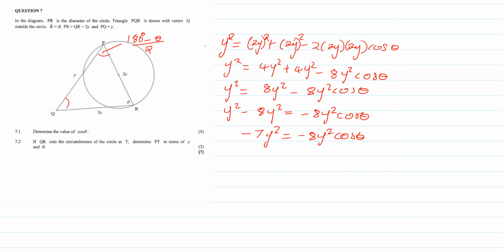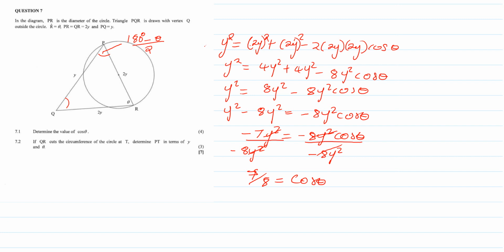Thereafter what we are looking for is cos theta, so we'll just divide both sides by negative 8y squared. Then the negatives will divide each other, and the y squared will divide y squared here. We will remain with 7 divided by 8 equal to cos theta. This is the value of cos theta here. Thereafter we are done with that one.